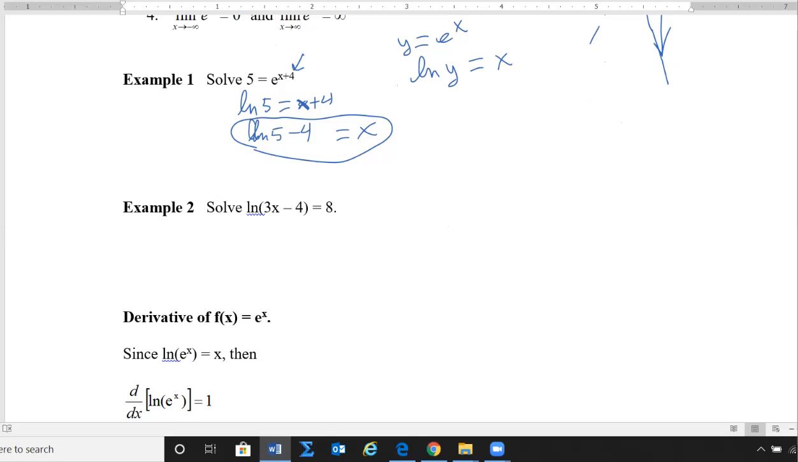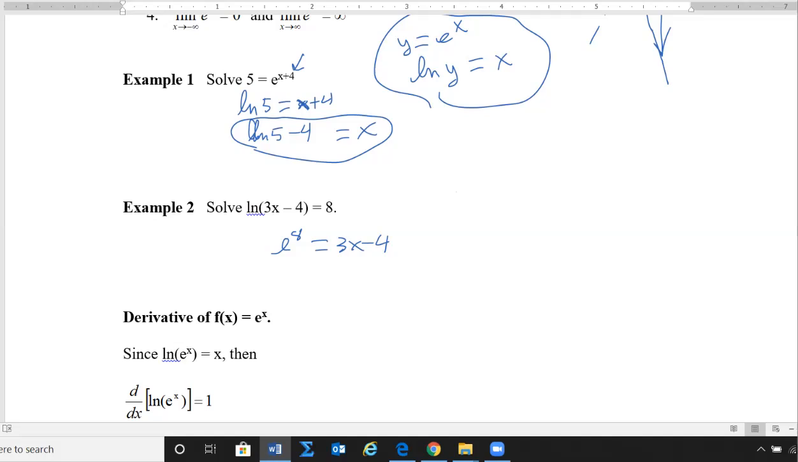Now, when we have a log equation, we use the exponential form to solve. So the equivalent exponential form looks this way. E to the 8 is 3x minus 4. Again, that's using this relationship here to rewrite it and get to that argument, 3x minus 4.